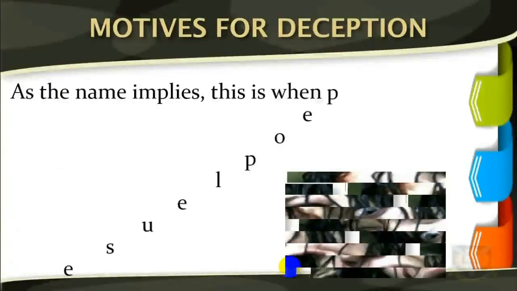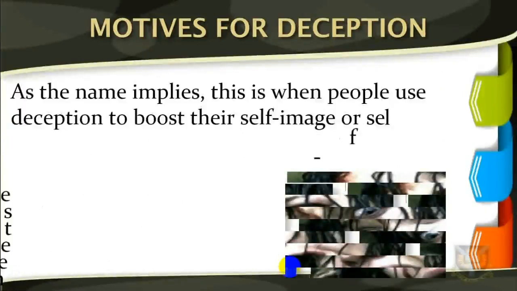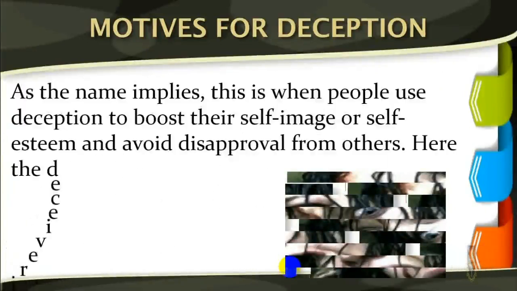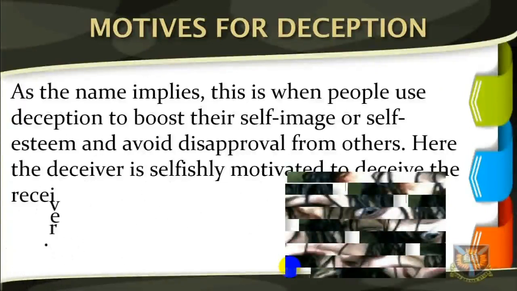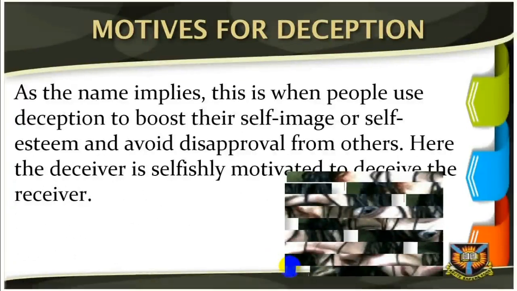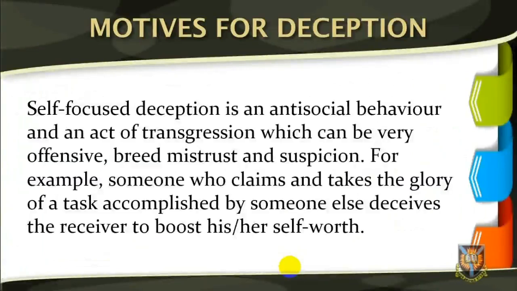Motives for deception. 1. Self-focused motives. As the name implies, this is when people use deception to boost their self-image or self-esteem and avoid disapproval from others. Here, the deceiver is selfishly motivated to deceive the receiver. Self-focused deception is an antisocial behavior and an act of transgression which can be very offensive, breed mistrust and suspicion.